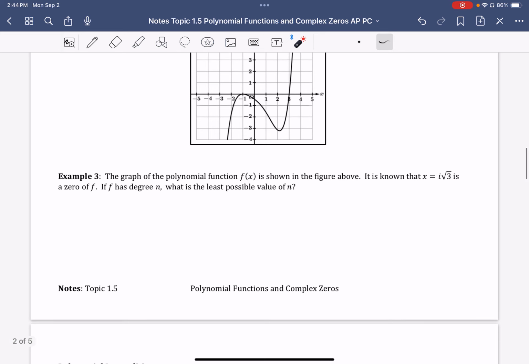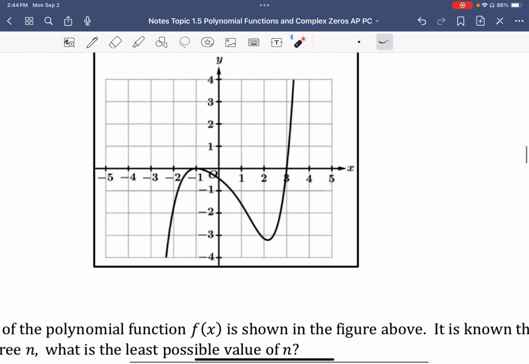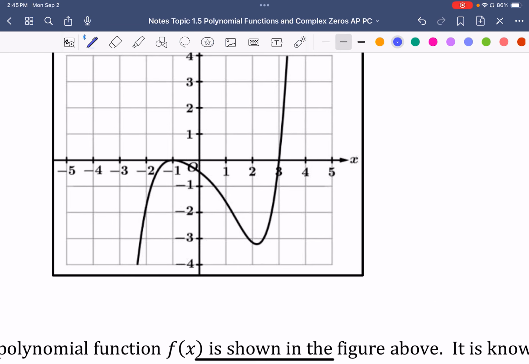The graph of the polynomial function f of x is shown in the figure above. It is known that x equals i times the square root of 3 is a 0 of f. If f has degree n, what is the least possible value of n? So remember, to get the degree, you're going to be adding up all of the multiplicities, and the multiplicities come from the zeros. So what I can do is find the zeros of the graph. So if I look on here, I see 2 zeros at -1 and +3. At x equals -1, I see that I am bouncing off the x-axis, so I know that has to be a multiplicity of 2.